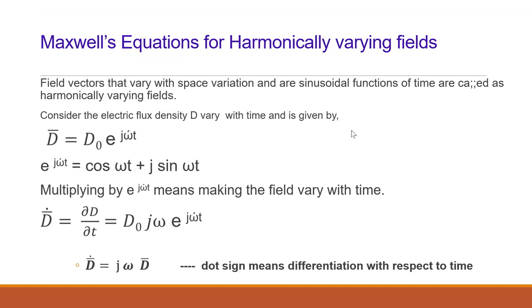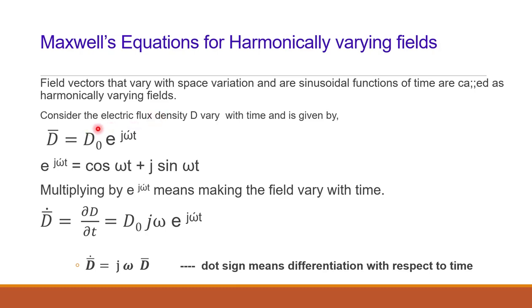Let us move to the third type of equations, that is Maxwell's equation for harmonically varying fields. Harmonically varying fields means those fields which vary with respect to time as well as have sinusoidal variations. Field vectors that vary with space and are sinusoidal functions of time are called harmonically varying fields.